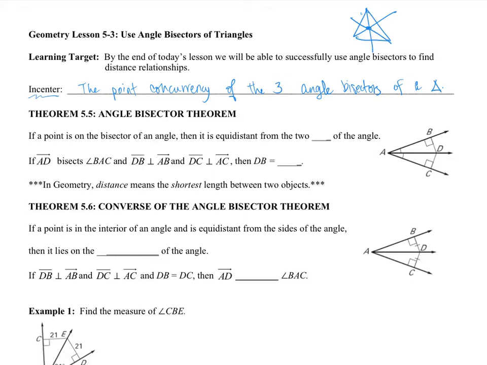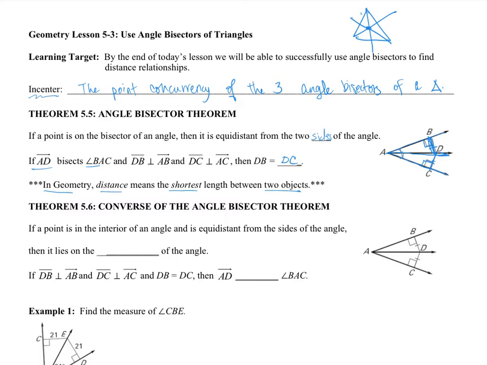So let's look at theorem 5.5. Angle bisector theorem. If a point is on the bisector of an angle, so let's look at point D here, then it is equal distance from the two sides of the angle. So we're talking about the shortest distance, which is perpendicular to the two sides of the angle. So DB will be equal to DC. So again, if ray AD bisects angle BAC, then DB is perpendicular to AB, DC is perpendicular to AC, then DB is equal to DC. And in geometry, remember that distance means the shortest length between two objects.